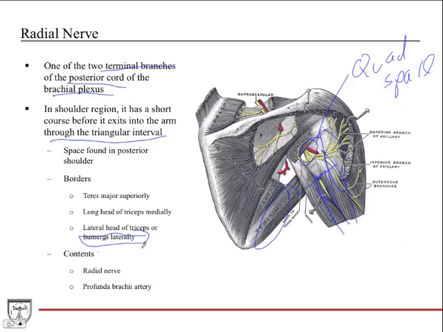And then the contents are going to be the radial nerve, which comes out like this, and the profunda brachii artery as well. The profunda brachii artery, we'll talk more about in the arm lecture, but basically you have the brachial artery, which is the continuation of the axillary artery in the arm, and then you have this branch that immediately comes off proximally, and that's your profunda brachii. So that's an artery that also exits through this space.